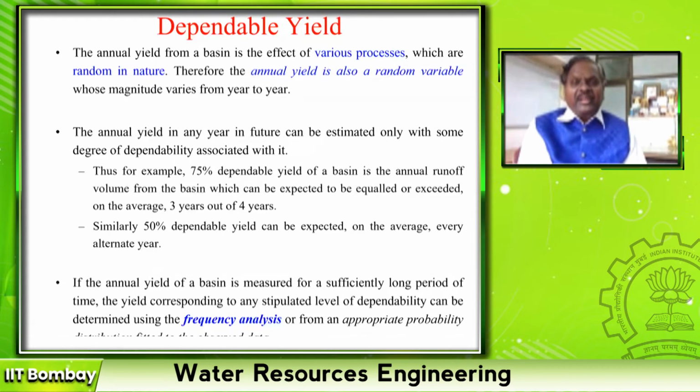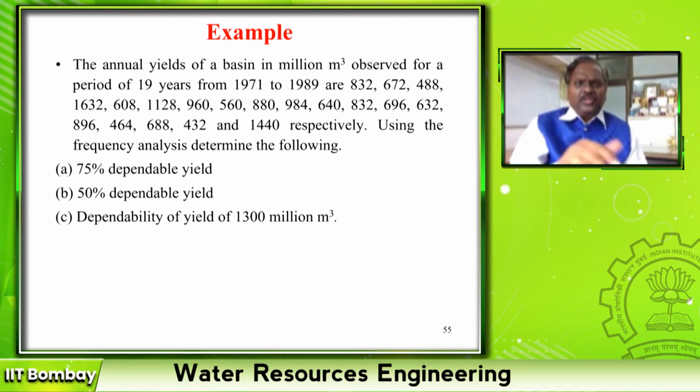And this is estimated using your frequency analysis, which you have done for your rainfall, using your empirical probability distribution methods for the observed data. Right? Let us do an example problem. Everybody can take a pen and paper. Right? See, it says that the annual yield of a basin in million meter cube observed for a period of 19 years is 832, 672, 488 and so on, right? 19 data points. Using the frequency analysis, determine 75% dependable yield, 50% dependable yield, and also find what is the dependability of the yield for 1300 million meter cube.